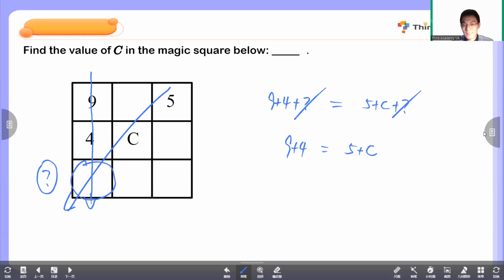And we can find C by minus 5. So subtracting 5 from both sides of the equation. And we will have 9 plus 4 minus 5 equals to 5 plus C minus 5. And then plus 5 minus 5 cancels out. So C will be 9 minus 1, so 8.